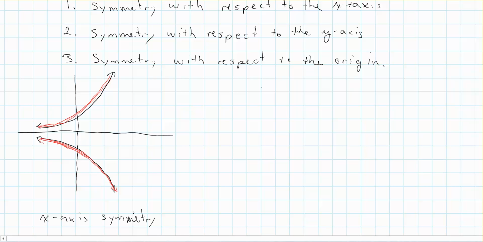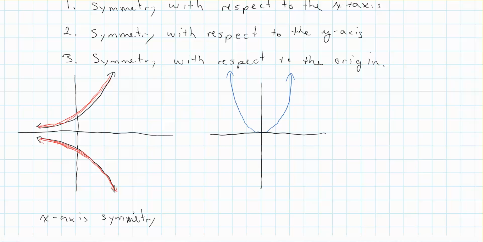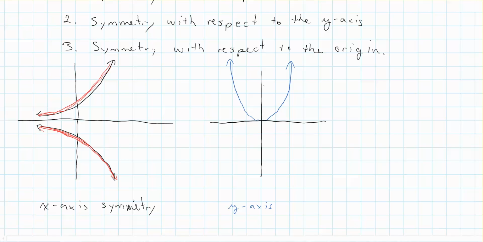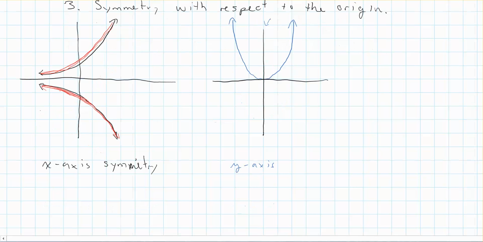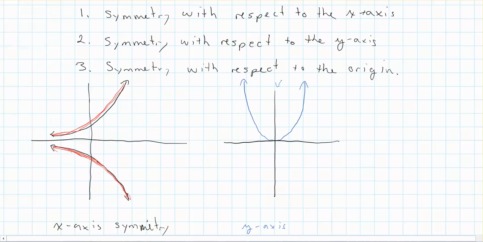With that in mind, you can maybe guess what y-axis symmetry is going to look like. Y-axis symmetry would look like something like this, where this is the y-axis. And we can clearly see if we do the same thing here as we did in the previous problem, instead of flipping it across the x-axis, we flip it across the y-axis, we would get the same graph.